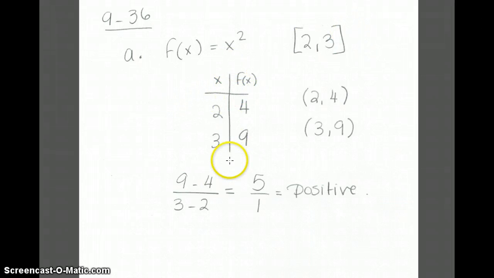So I did the table for you. I said, okay, 2 and 3. Well, for 2, I plug it in, get the y value. For 3, plug it in, get the y value. And I have those 2 points. Now I can calculate the slope or the average rate of change and figure out if it's positive or negative. So 9 minus 4 is 5. 3 minus 2 is 1. 5 divided by 1. Those are positive numbers. So my answer is positive.